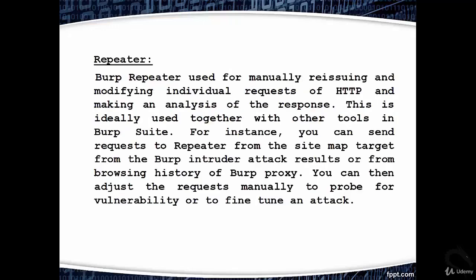Repeater. Burp Repeater is used for manually reusing and modifying individual HTTP requests and analyzing the response. This is ideally used together with other tools in Burpsuite. For instance, you can send requests to Repeater from the sitemap target, from the Burp Intruder attack results, or from the browsing history of Burp proxy. You can then adjust the request manually to probe for vulnerabilities or to fine-tune an attack.